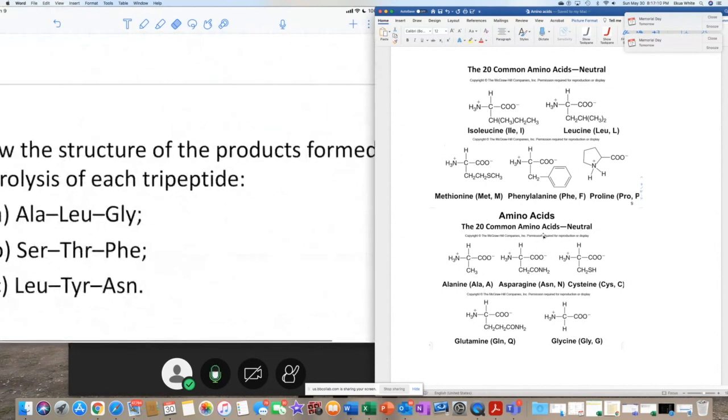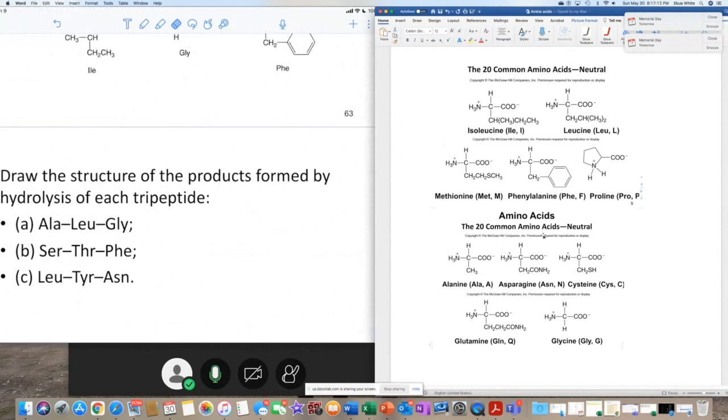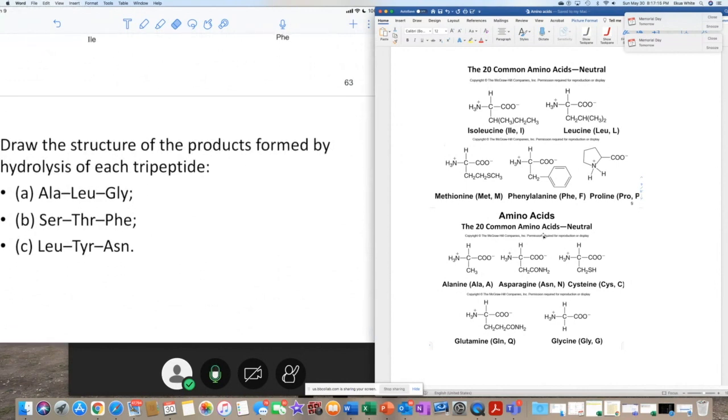Right here it says, draw the structure of products formed by hydrolysis of each tripeptide. I'm just going to pick one, y'all. Actually, you know what? No, the first one. Let me pick the first one because I think these are easier to draw. This first one.